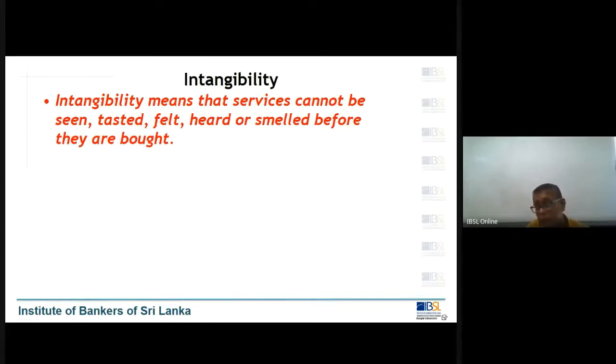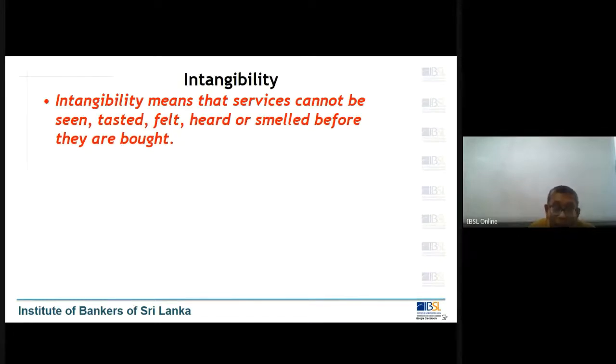Say for goods, I have a hand disinfectant. I can feel it, I can see it, I can open it and put it here, I can smell it. I can see all things. But it is not like that with a service. That is a difficult task. Only once you purchase can you see whether it is good or bad. That is the specific feature of services.